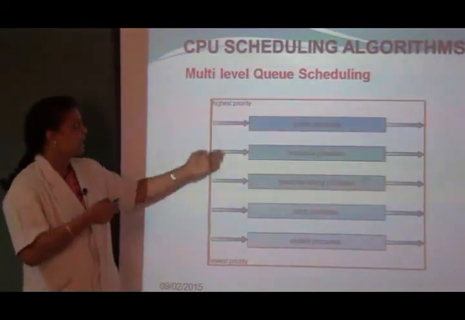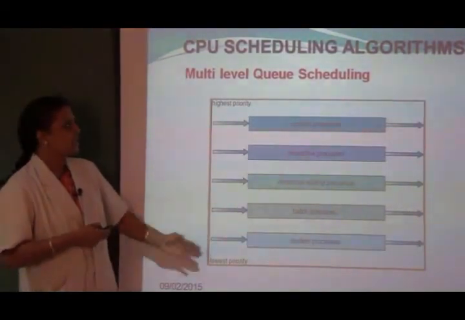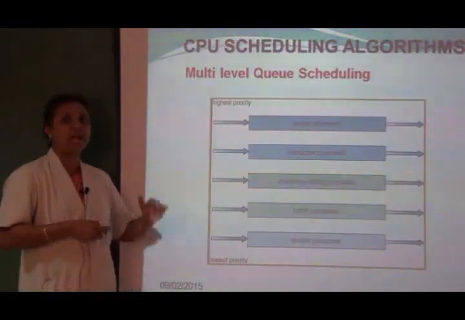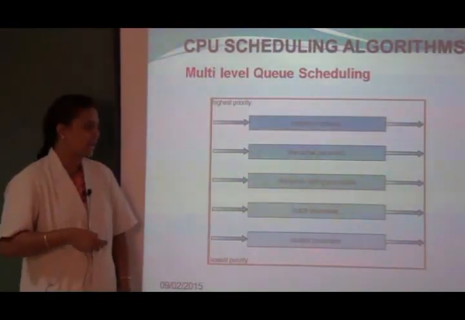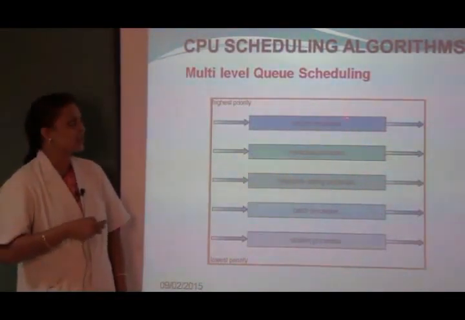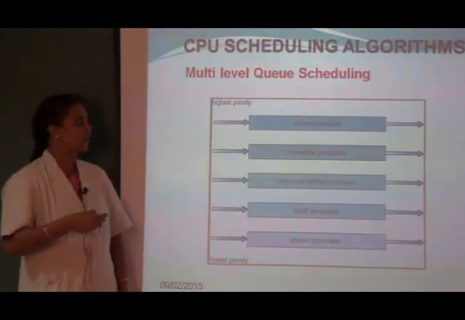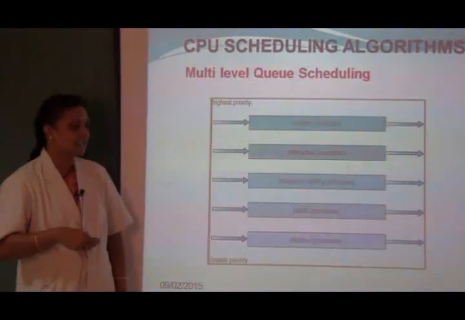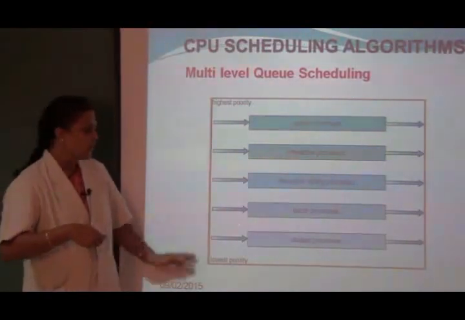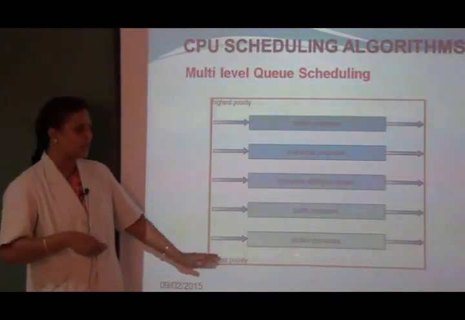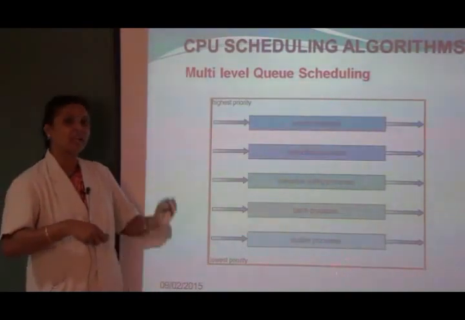The queues are arranged in hierarchical order. That is, system level processes have higher priority than student level processes. So all the system level processes are loaded directly into the topmost queue, and all the student level processes are loaded into the lowest queue. That is, the lowest queue processes have the lowest priority.